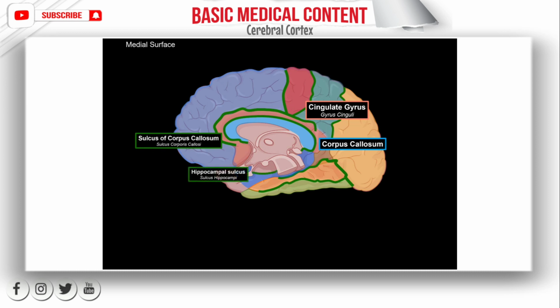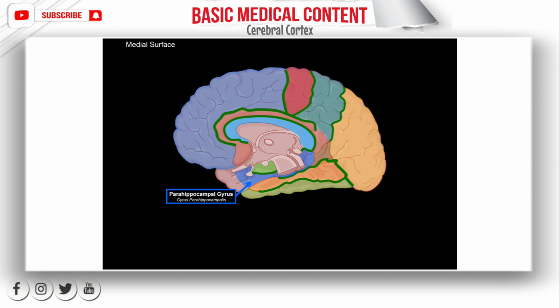Now, another sulcus we can find is the hippocampal sulcus, and that is a sulcus that divides the parahippocampal gyrus from the dentate gyrus. The dentate gyrus is a part of the hippocampus, which we will talk about in the next video, and it contributes to forming new memory. Now, from the parahippocampal gyrus, it's going to continue as uncus, and the uncus is a hook-like structure that is a part of the olfactory cortex, receiving information about smell.